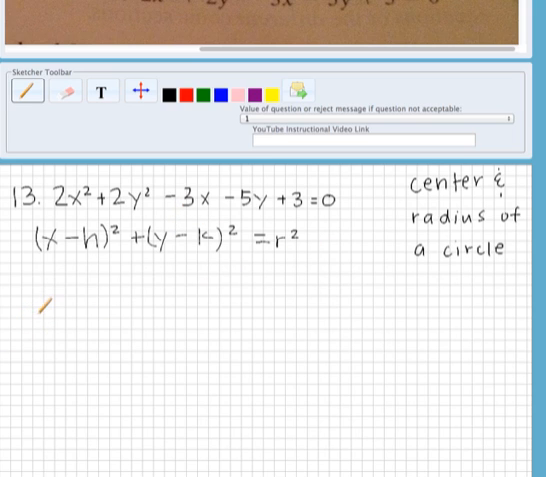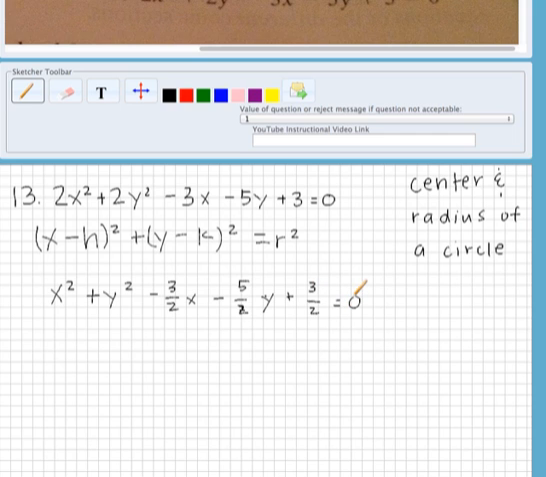So the first thing that we're going to do is we want to make the coefficients of x squared and y squared 1. So we're going to divide the whole equation by 2, which is going to leave us with x squared plus y squared minus 3 halves x minus 5 halves y plus 3 halves equals 0.